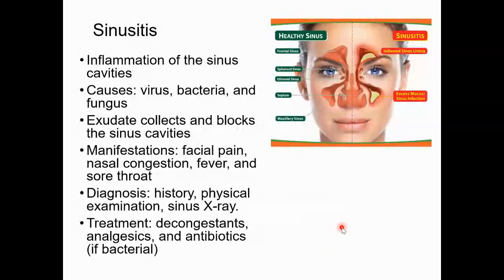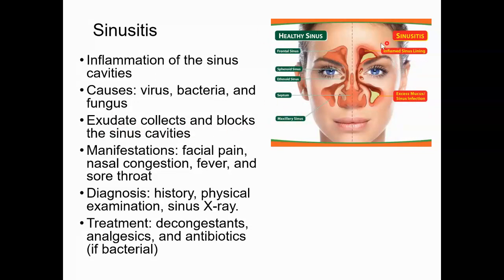Next is sinusitis, and sinusitis is an inflammation of the sinus cavities. Somebody could have chronic sinusitis, or they can have an acute sinusitis, and acute sinusitis would be associated with a cold. Causes: virus, bacteria, or fungal, virus being the most common. Exudate is pus and mucus, and those types of secretions are called exudates. So the exudates collect in the sinus cavity.